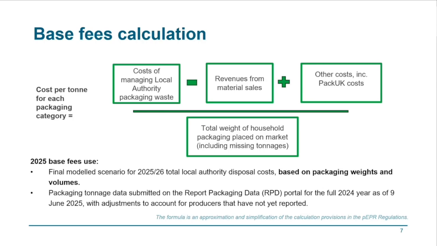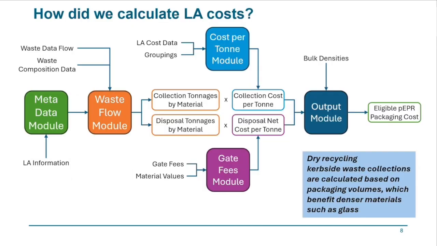So I'll now move on to talk a bit about the model which gives us that first element of the equation, the local authority costs. But just to make it clear, this model will be updated each year, so it's likely that the base fees are going to change year on year. So this is a rather simplified diagram of the model, and I won't go into full detail. There is going to be some guidance published alongside our local authority notifications that people can read if they want to know more about the model in more detail.